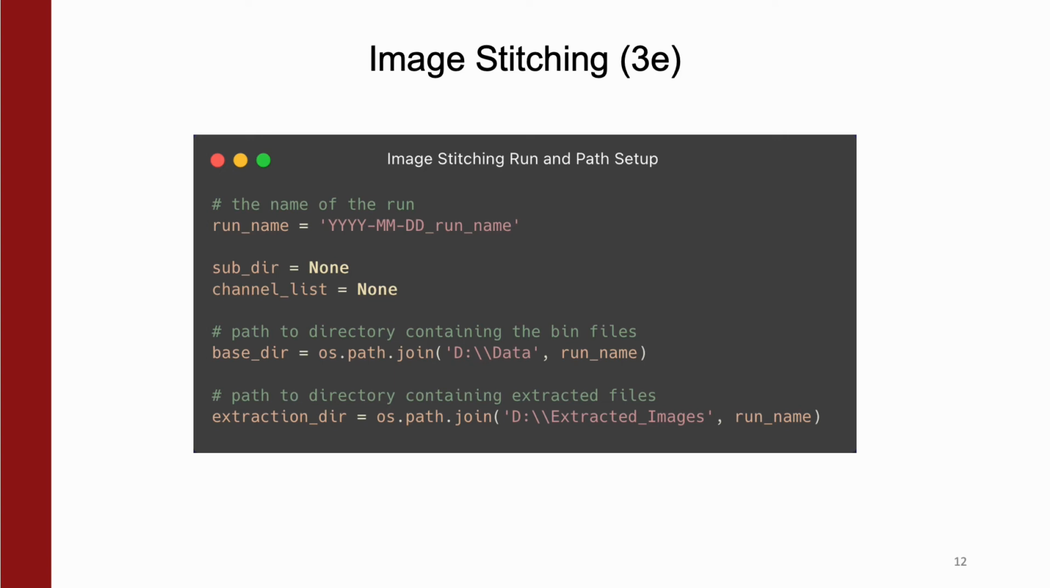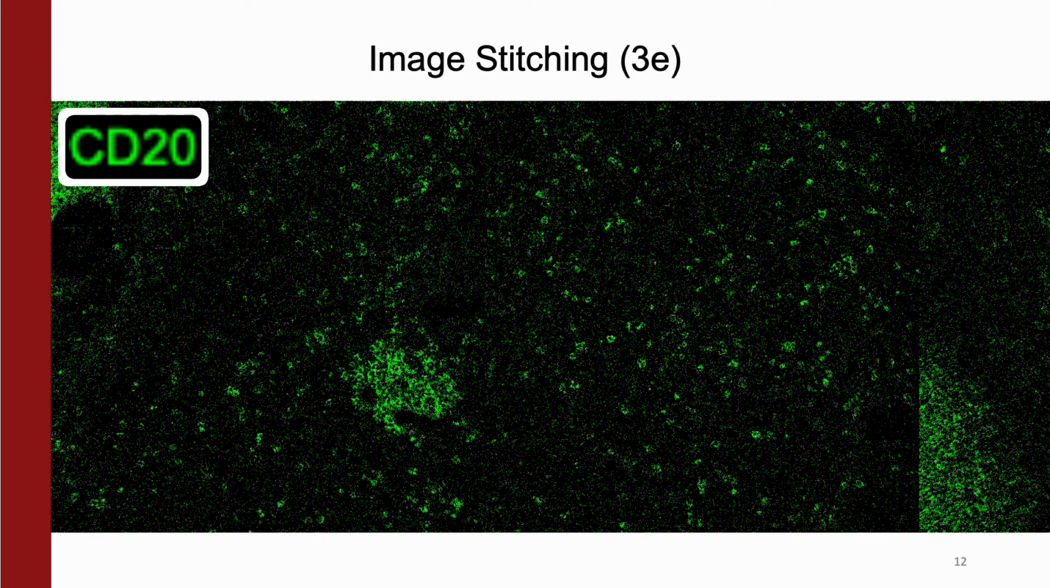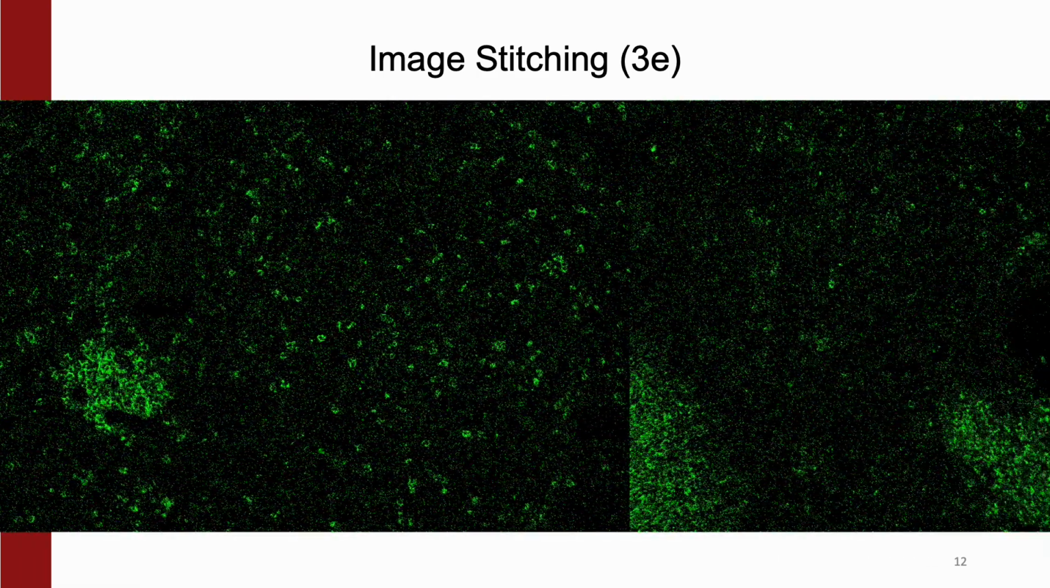And then finally, a channel list. This is an optional channel list specifying which channels to stitch for. If you leave it as none, it'll run on all extracted channels. Next, you're going to want to actually call the stitch images function. And then this will be saved in D extracted images run name under a subfolder called stitched images. Here is an example of a stitched image for CD20 for various FOVs.